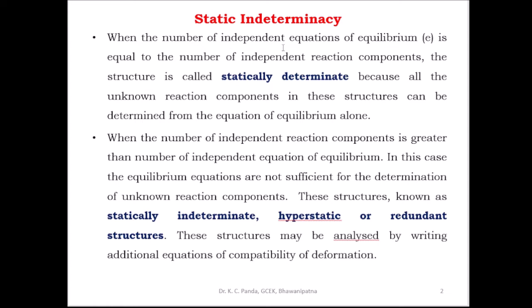When the number of independent equilibrium equations is equal to the number of independent direction components, the structure is called statically determinate structure. Because all the unknown direction components in these structures can be determined from the equation of equilibrium alone.